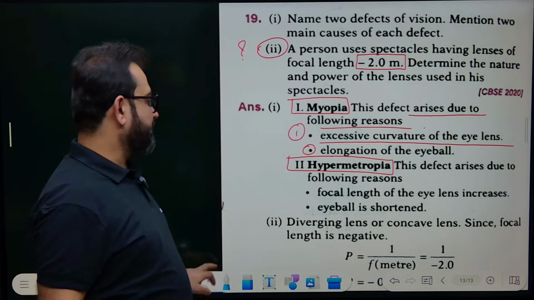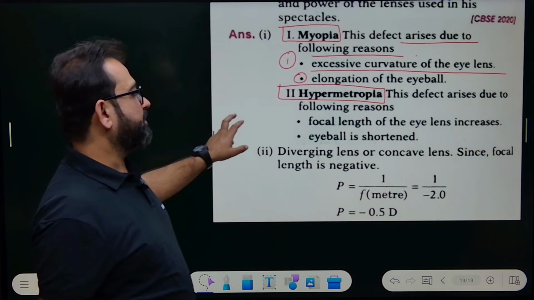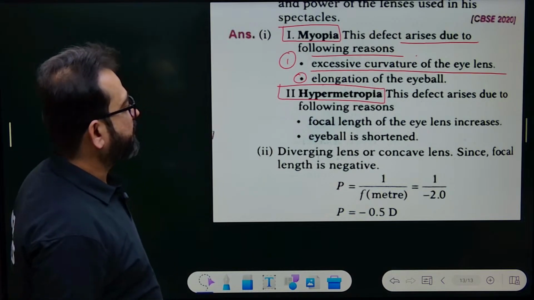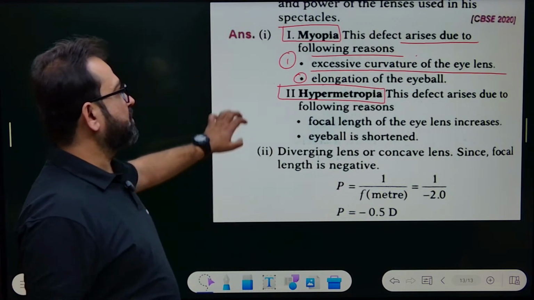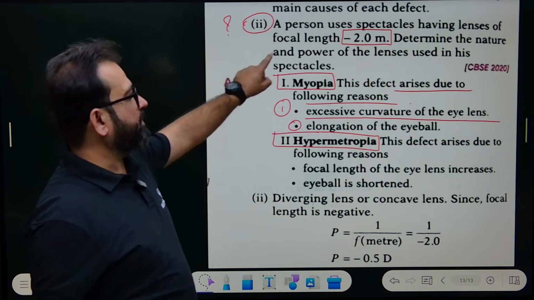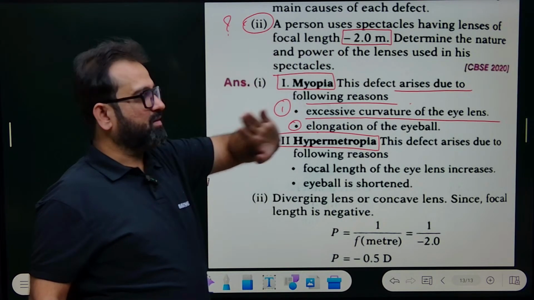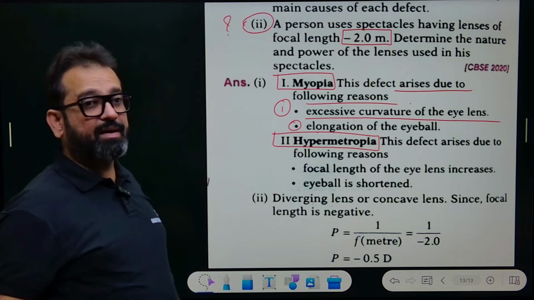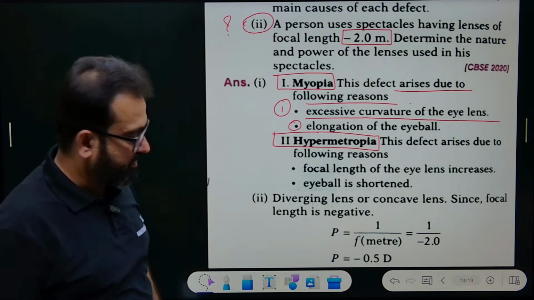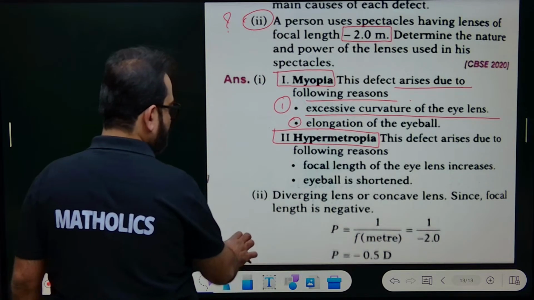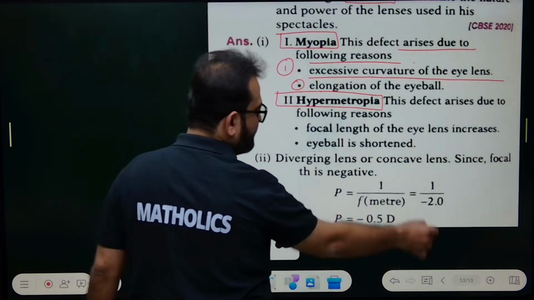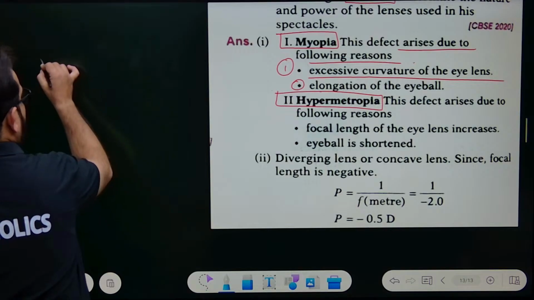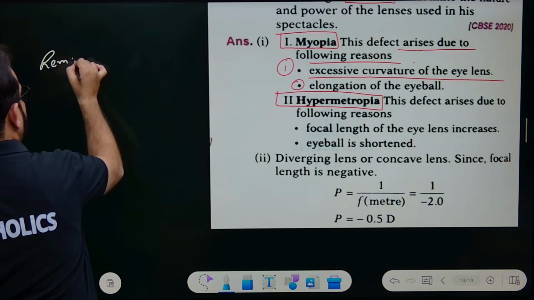Nature will be what? It will be a concave lens, obviously, and focal length is negative. So the person will be suffering from myopia. What is the nature of lens? Concave. Power is 1 by f, that means 1 by minus 2.0. Right? 1 by minus 2 will be minus 0.5 diopter. Always remember this.